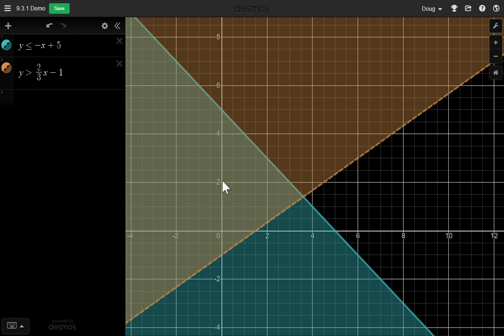So 0, 2 works for the top inequality. And 0, 2, if I put in x is 0 here, this becomes negative 1, y is 2, 2 is greater than negative 1 is also true. So all of these points, right?